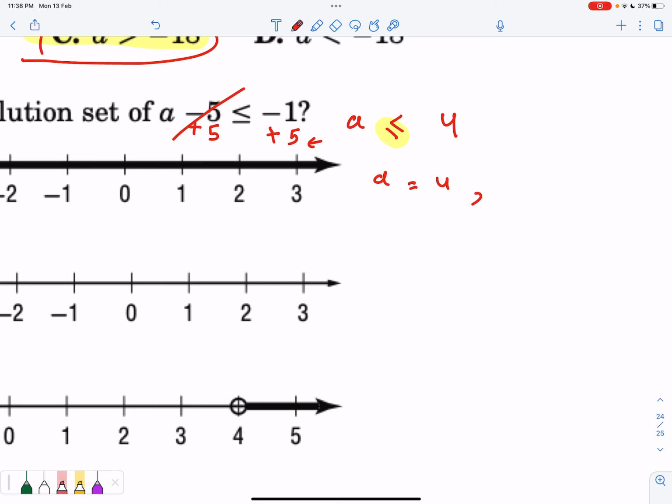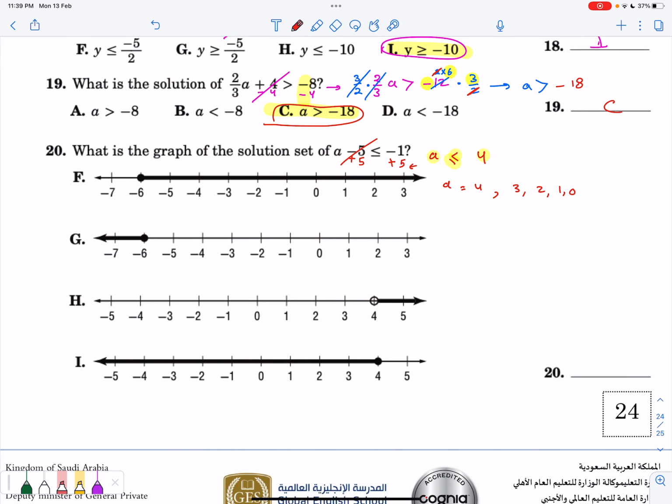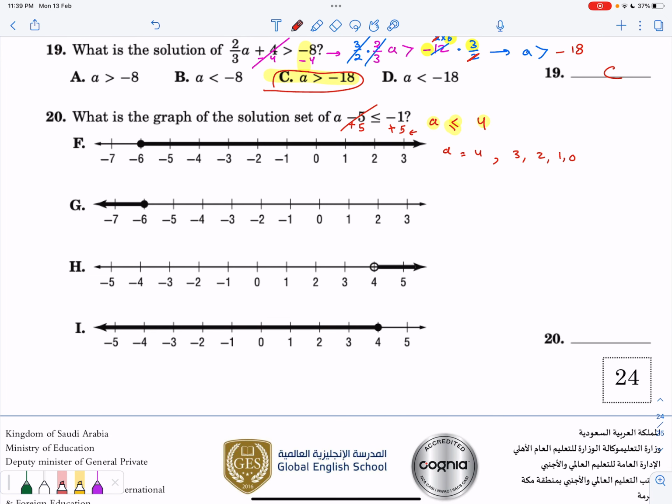Okay, now let's read it. A less than or equal to 4. So the values of a are less than 4. What is less than 4? The 3, the 2, the 1, the 0, right? All of these are less than 4. So we will choose the correct graph that represents these values. A can be 4, 3, 2, 1, 0, and so on.